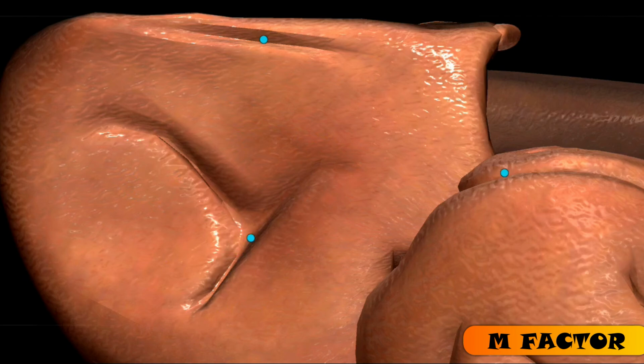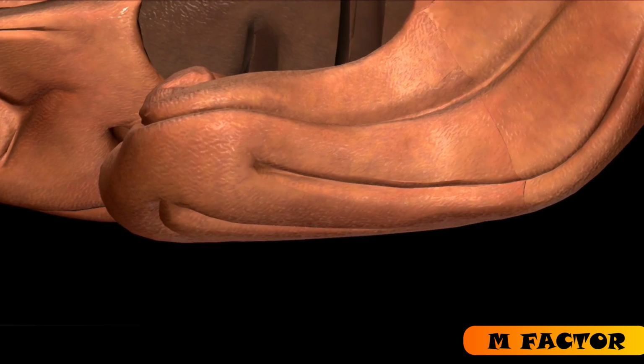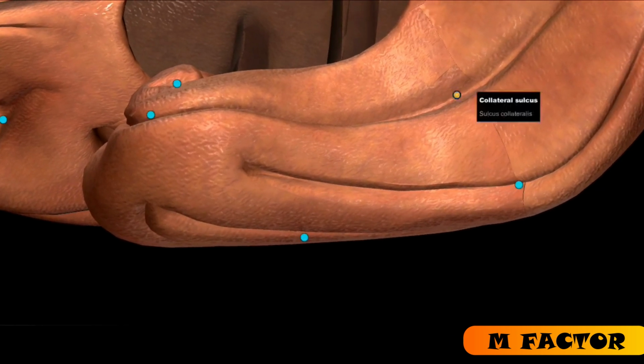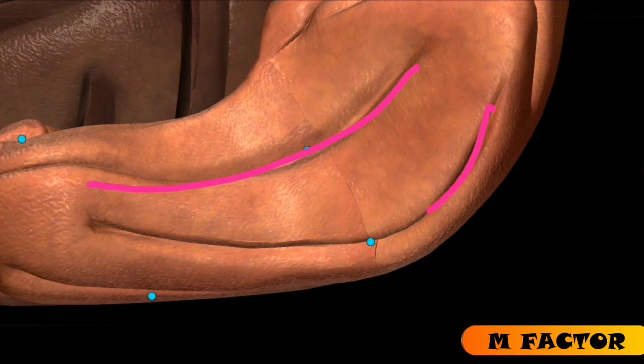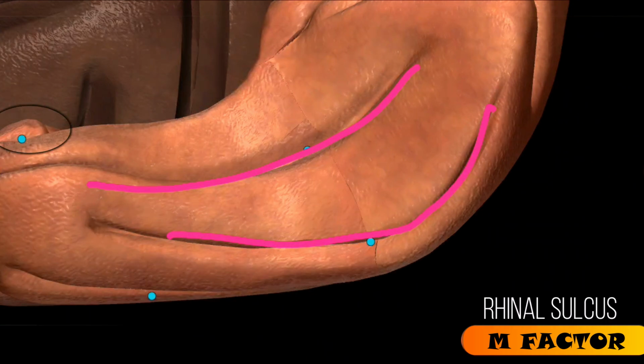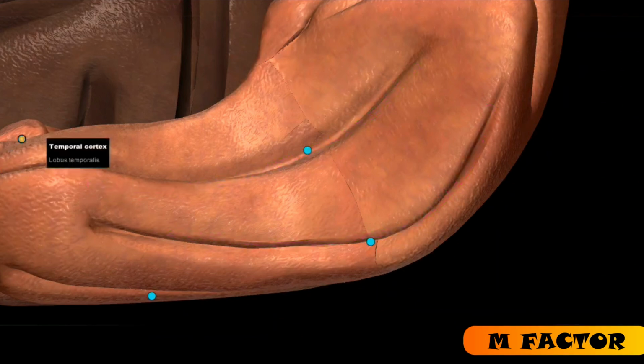So now let's come to the sulci and gyri on the tentorial surface. Here, mainly we have two sulci. The medial one is called the collateral sulcus and the lateral one is the occipitotemporal sulcus. And on the medial side of the temporal pole we have the rhinal sulcus. The part medial to the rhinal sulcus is called the uncus.